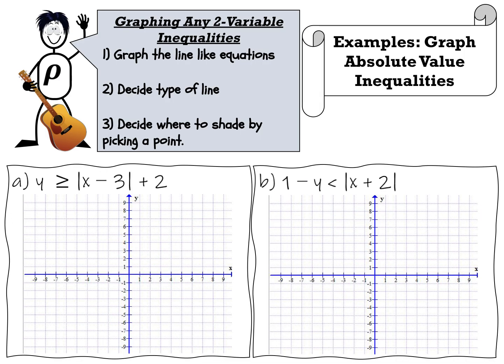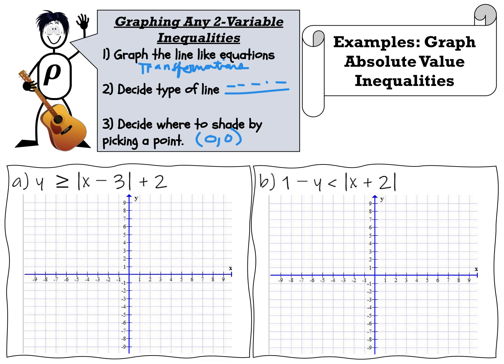Final answer. For these next ones, we're going to graph absolute value inequalities. This is similar to the idea of the last one, graphing lines. We're going to graph the equations like normal, which would be using transformations. And then we're going to decide on the type of line, whether it's a dashed line or a solid line. And then we're going to decide where to shade by picking a point that's not on the line, 0, 0, or a different point.